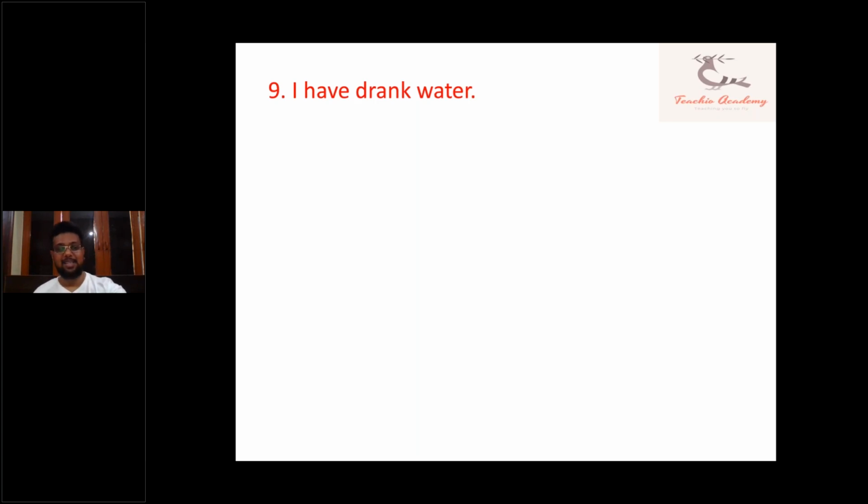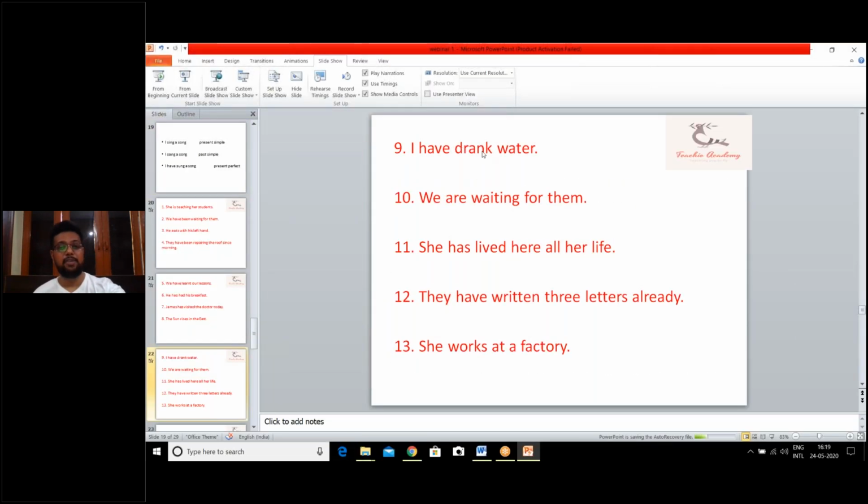Drunk. Yes. This is what I was trying to emphasize over here, that some people say the second form of the verb, but it's not the second form of the verb, it's the third form of the verb. Drunk. I have drunk water. And which tense is this? It is the present perfect tense. Very nice. This means all of you are trying to understand. I'm very happy for all of you.